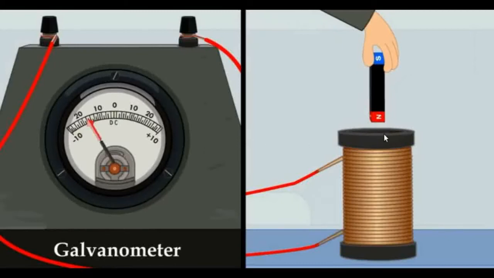Now when we take this bar magnet out of this coil, again there is a deflection, but this time the direction of the needle is just opposite. Previously when the bar magnet was being inserted into the coil, the deflection was towards +10, and when the bar magnet is being taken away from the coil, we can see now the deflection is towards -10, and when it is completely out of the coil, again the needle comes to 0.